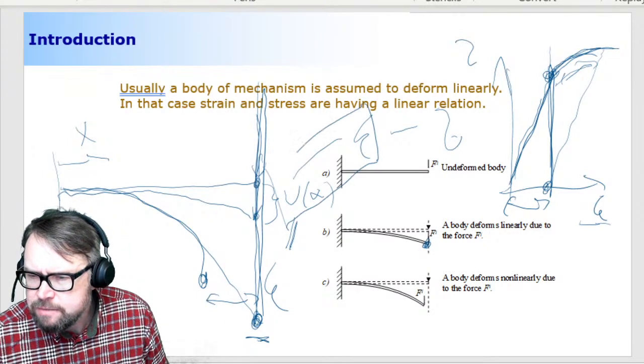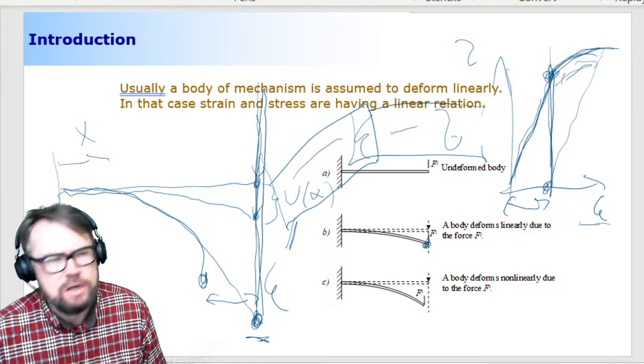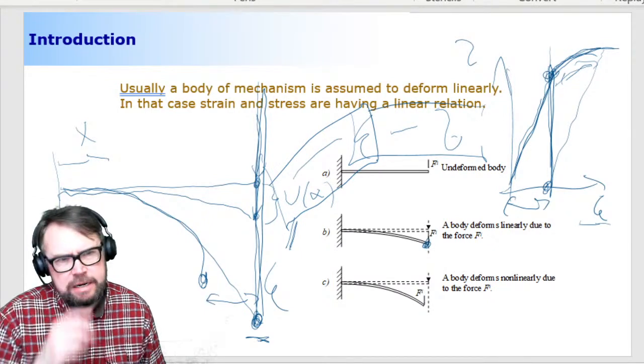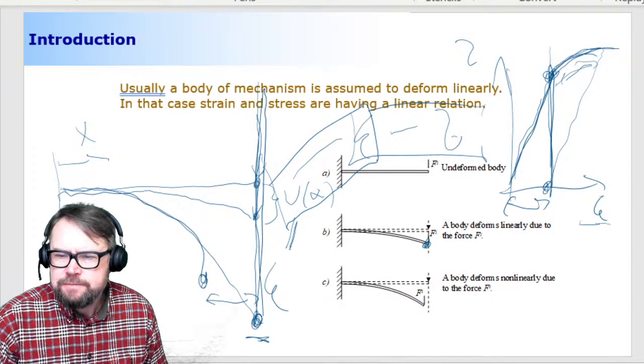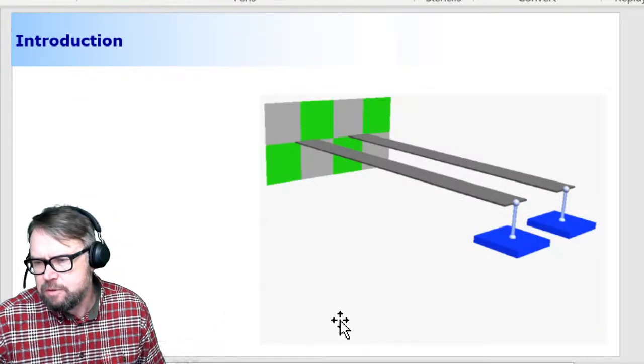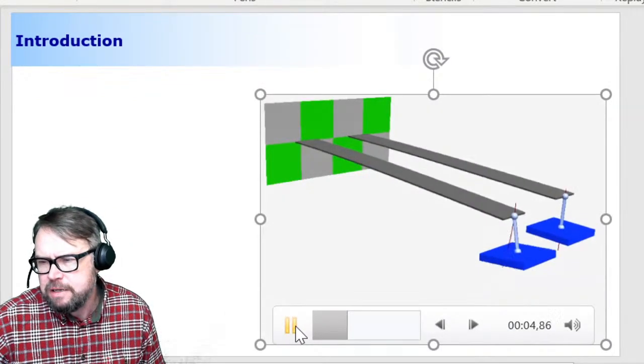Displacement, strain, stresses. So what are those standing for? Okay, here's a simple example. So let's see if this is willing to play.